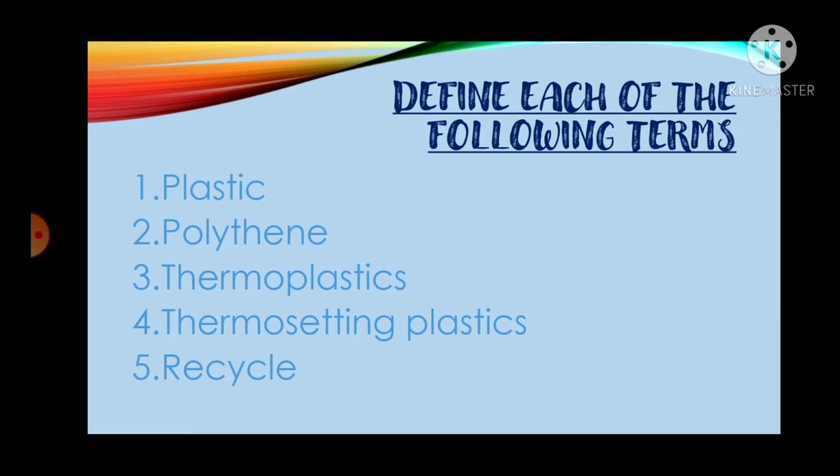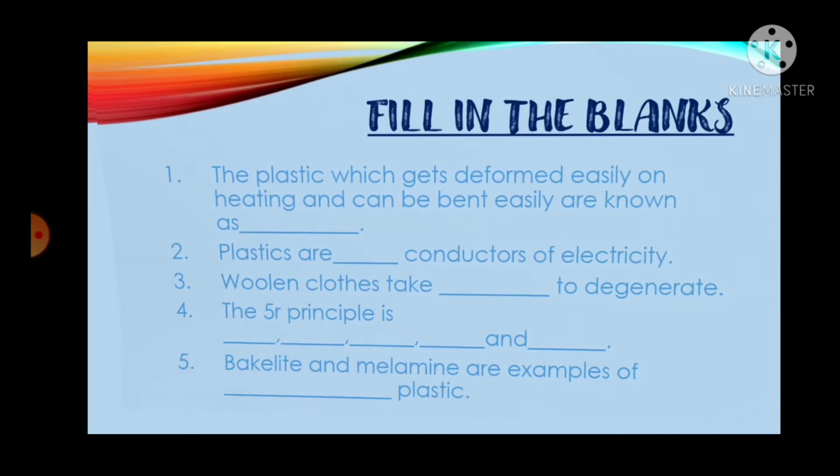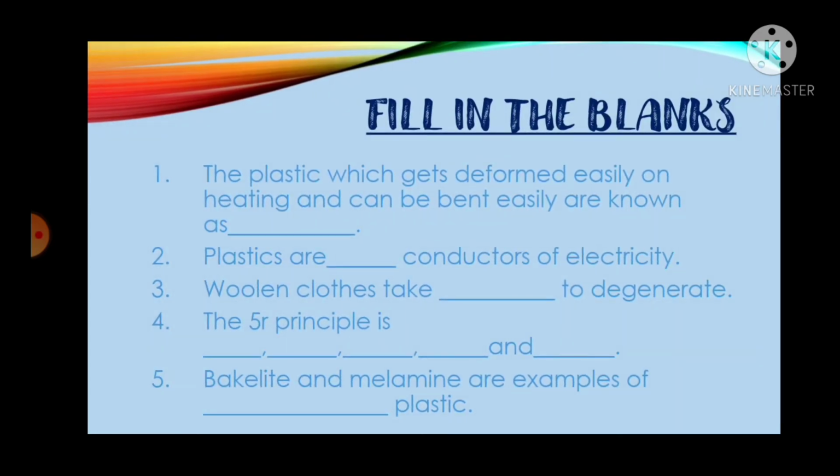Now let's go towards the next question, that is fill in the blanks. First is, the plastic which gets deformed easily on heating and can be bent easily is known as dash. The answer would be thermoplastic. This content we studied in the topic types of plastics. Plastics are dash conductors of electricity. Plastics are poor or good conductors? So plastic is a poor conductor of electricity. Therefore, the answer would be poor conductor.